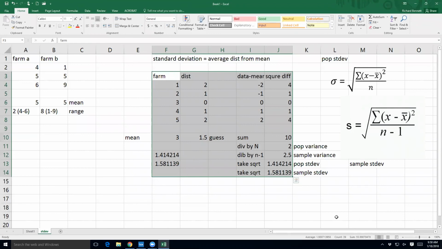And the quiz on Monday will be on 3.1 and 3.2.